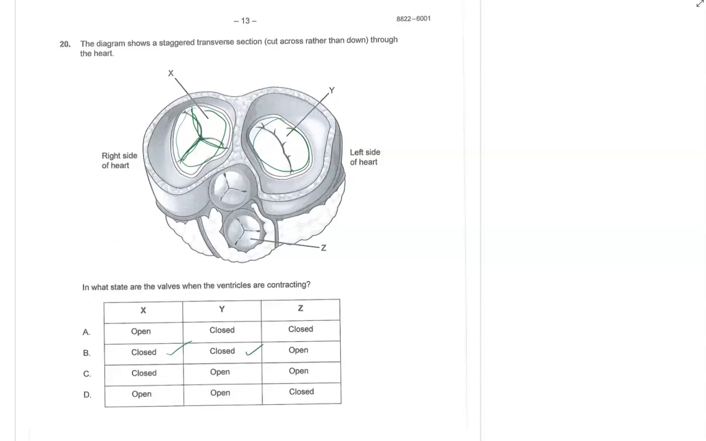So you do an idiot check. What is Z? Well, Z's our semilunar valve, which is the one going into the artery, which obviously needs to be open. So B is the correct answer. I'll continue the 21 onwards in another video.